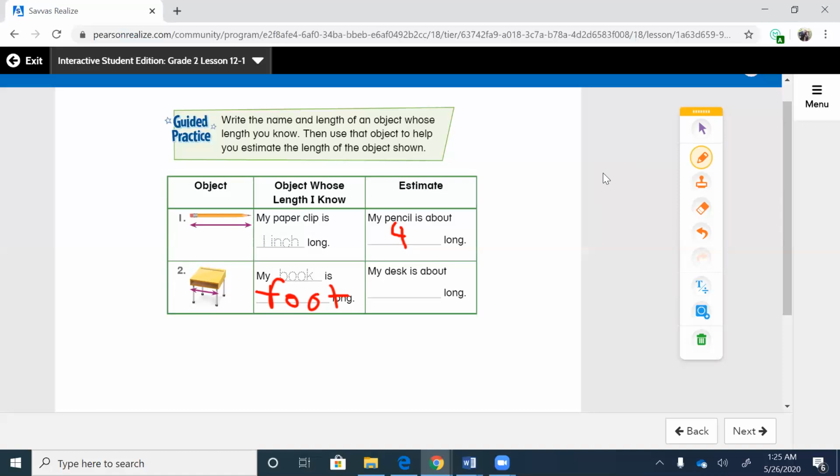So let's make an estimate. I'm going to say it's about maybe, and it also depends on the type of book you have. I'm actually going to go with 4 again. All right. So an estimate, remember, is just an educated guess, but based on information, right? Because here we're imagining the paperclip. Here we're imagining the book.